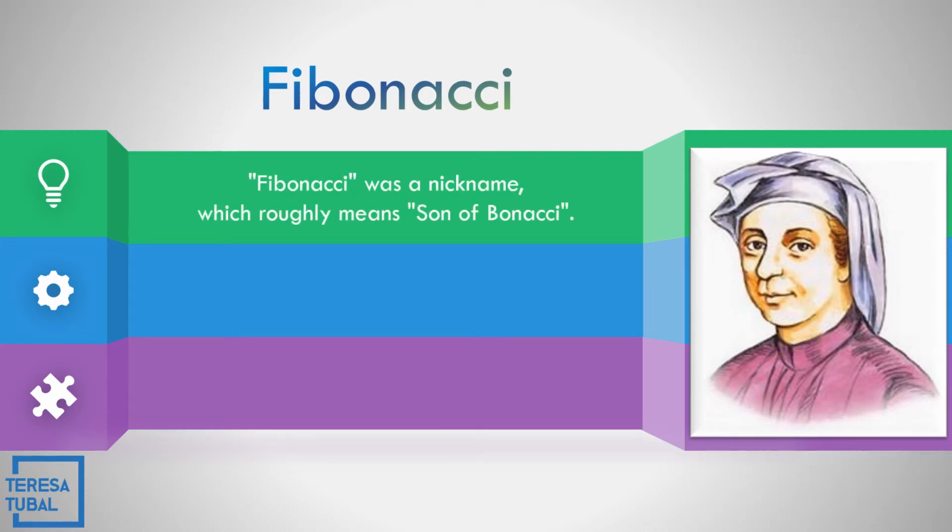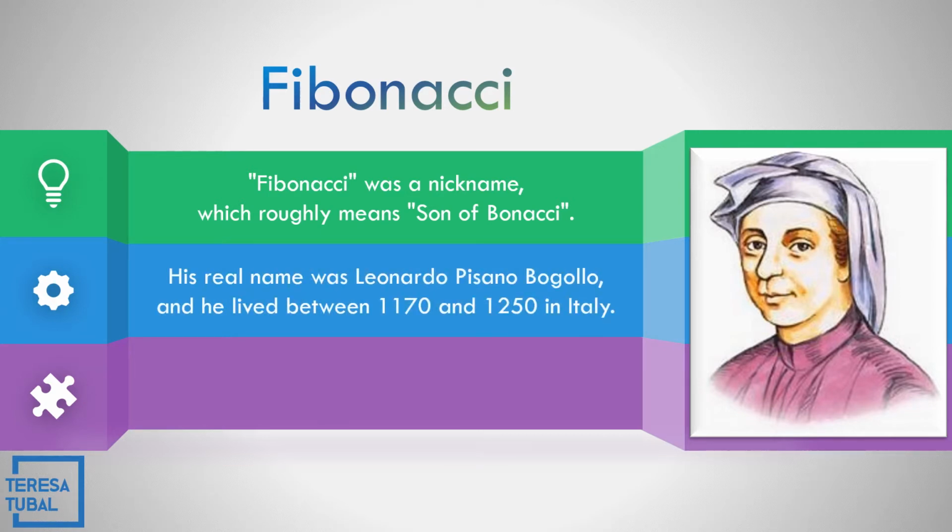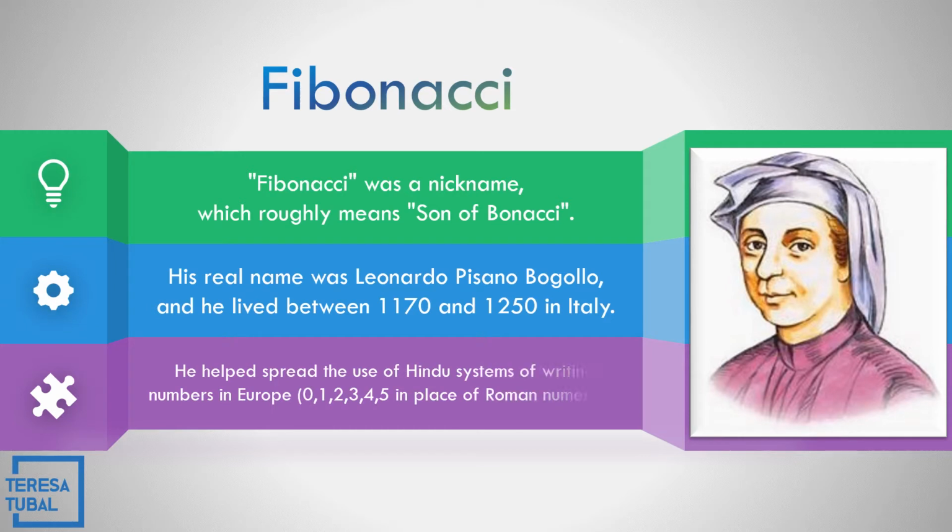Fibonacci was a nickname which roughly means son of Bonacci. And what could be his real name? His real name was Leonardo Pisano Bugoglio, and he lived between 1170 and 1250 in Italy. He also helped spread the use of the Hindu system. The Hindu system is 0, 1, 2, 3, 4, 5, and so on, in place of the Roman numerals. As you remember, the Roman numerals are I, X, L, C. That is the Roman numerals.